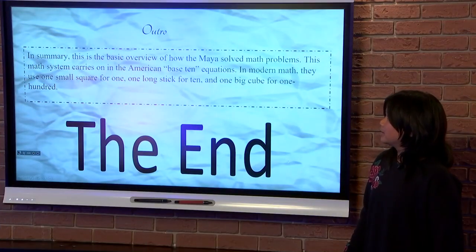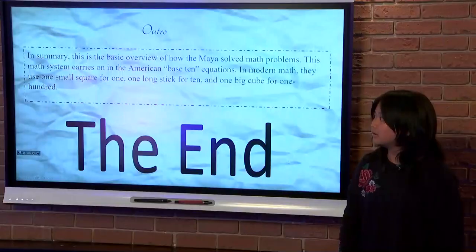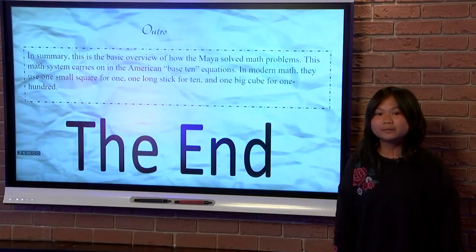In summary, this is the basic overview of how the Mayans solved math problems. This math system carries on in the American base 10 equations. In modern math, they use one small square for 1, one long stick for 10, and one big cube for 100. The end. All right, well, nicely done, Ava.